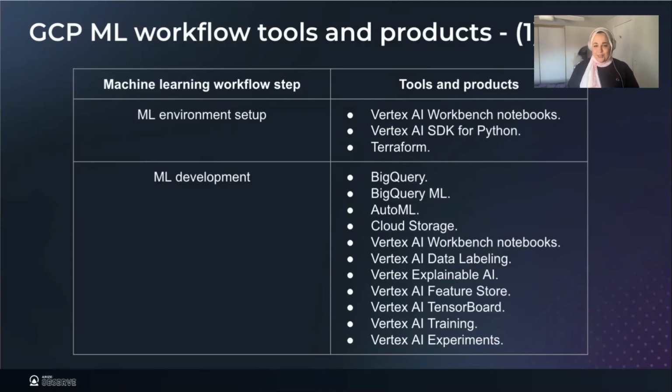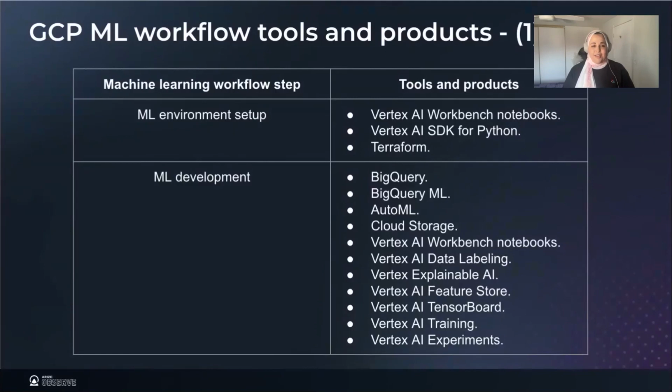Besides the user-managed notebooks, we also have the Vertex AI SDK for Python. Generally, Vertex AI provides client libraries for different programming languages. This could be Java, Node.js, or Python. But for ML-related work, we are mostly concerned about Python. After the Vertex AI SDK for Python, we have Terraform. Terraform is an infrastructure as code tool that lets you build, change, and version cloud and on-prem resources safely and efficiently. So you use Terraform to set up your infrastructure.